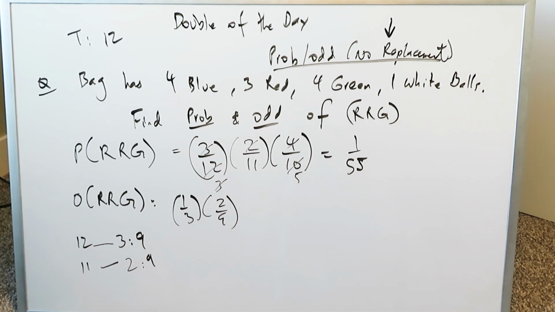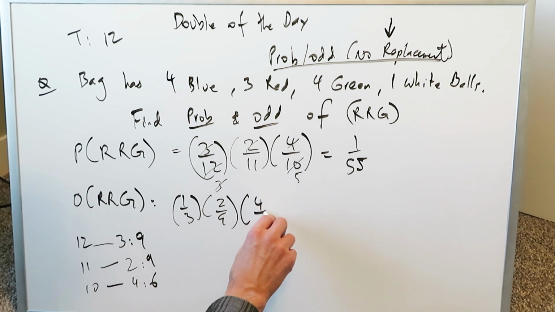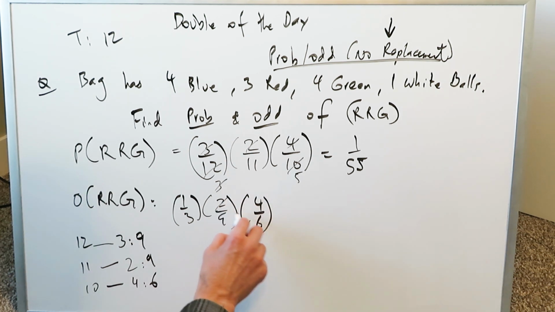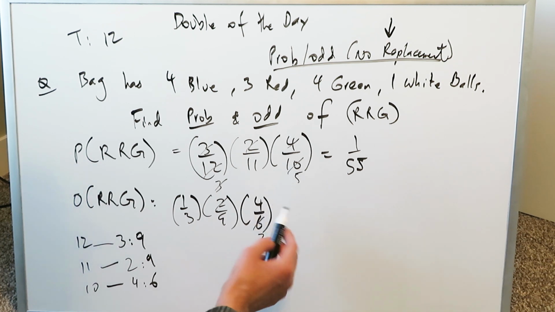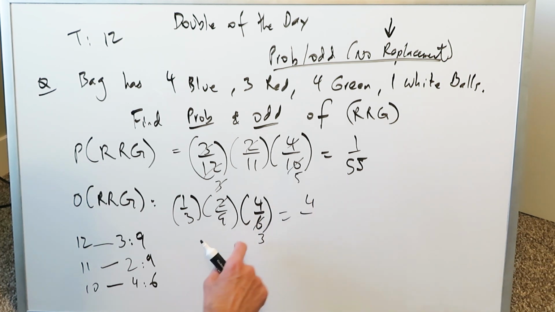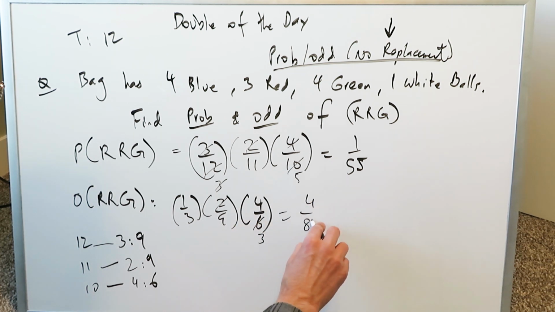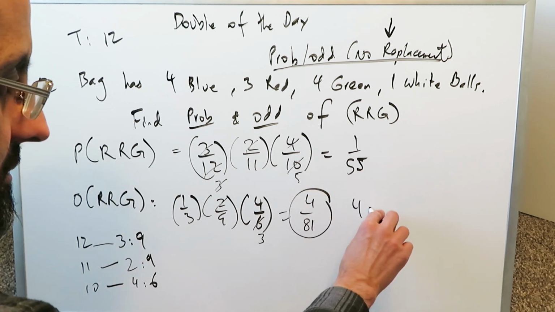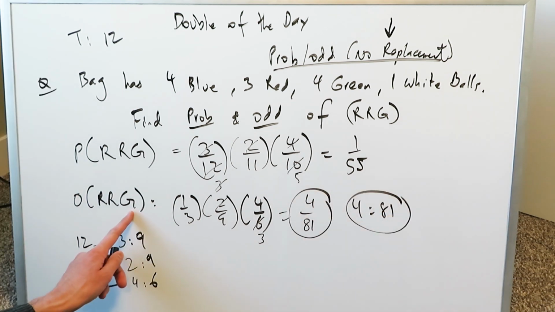How many green balls are there? Well, there's still 4, but now you have a total of 10 balls. So it'll be 4 to 6 remaining balls. So you'll have 4 over 6. And now you can do the calculations over here. 2 goes in 6 3 times. And you're going to have 4 over 9 times 9, 81. And this right here would be your odds, which you would write as 4 to 81. And the question will have been done.